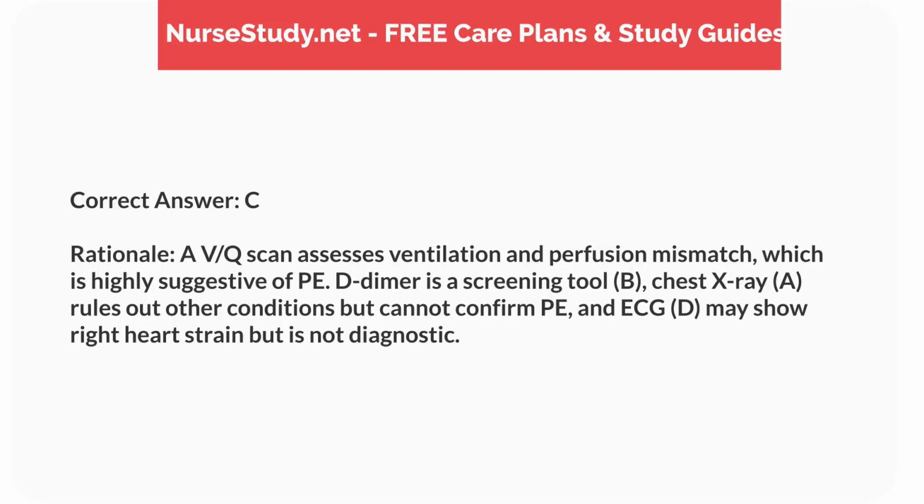Rationale: a VQ scan assesses ventilation and perfusion mismatch, which is highly suggestive of PE. D-dimer, B, is a screening tool. Chest X-ray, A, rules out other conditions but cannot confirm PE, and ECG, D, may show right heart strain but is not diagnostic.